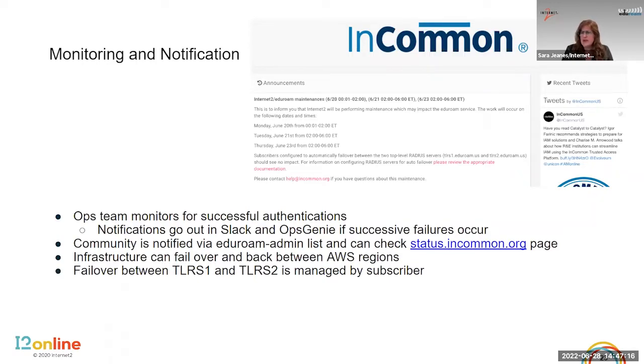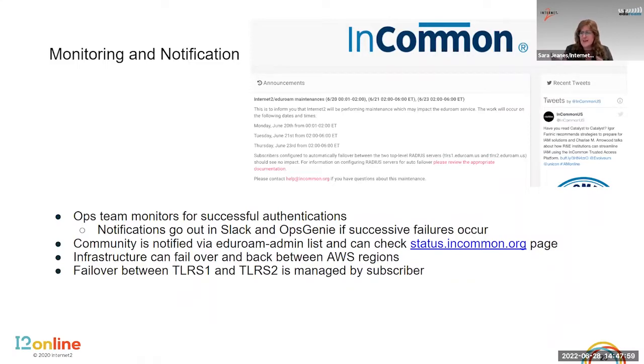We leverage OpsGenie, we leverage Slack, we leverage Nagios to do different types of monitoring and testing of the service. I, or folks on the Internet2 team, will send out notes to the eduroam admins list or to eduroam administrators whenever we have maintenances coming up. If you're more of a pull notification person as opposed to push, status.incommon.org always has details up. There is some tuning to it. We talk about TLRS1 and TLRS2 independently, which doesn't really make sense, since it's their servers, not the service. So we're doing some tuning to make it clearer when the service is having an issue, as opposed to just when one or the other of the front end servers is coming down for maintenance.